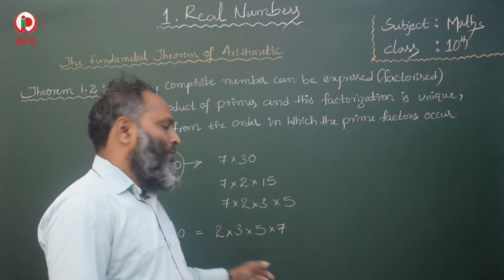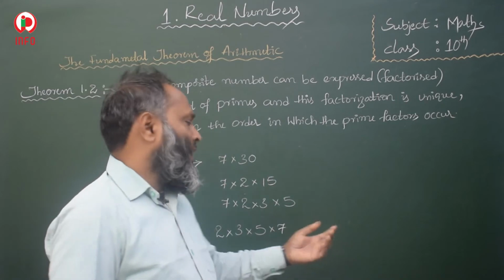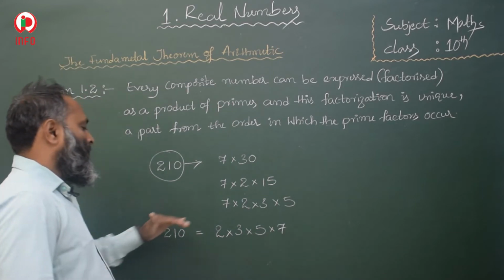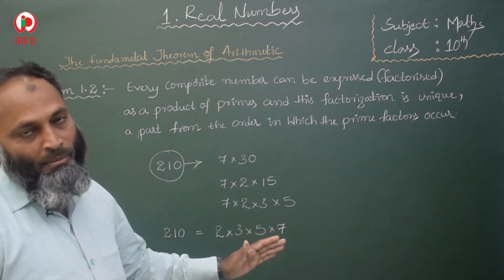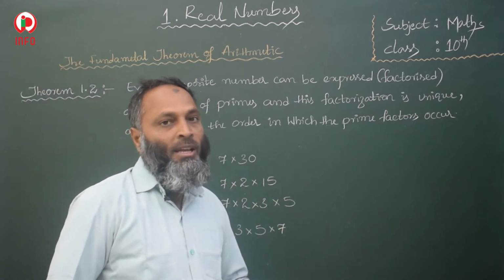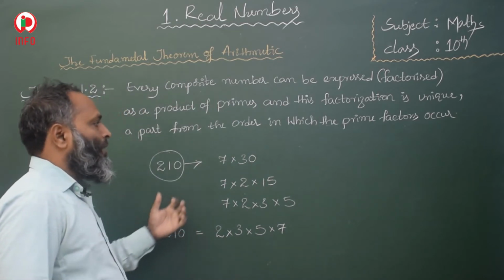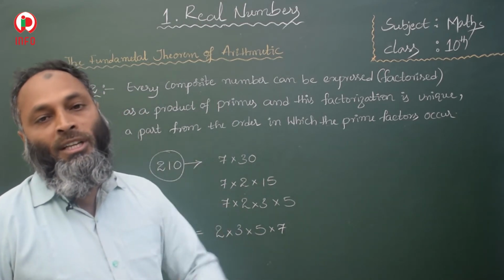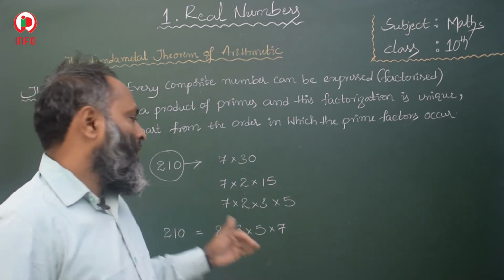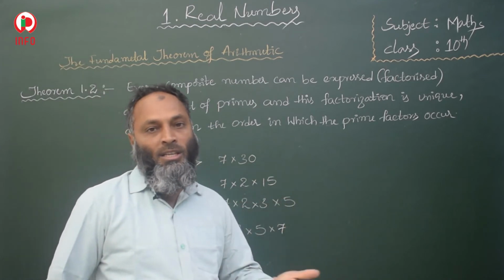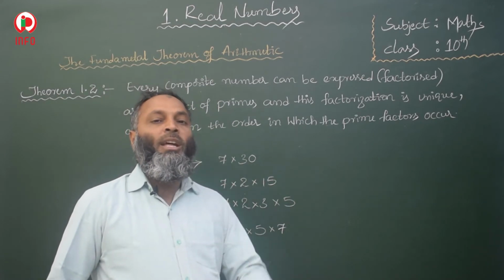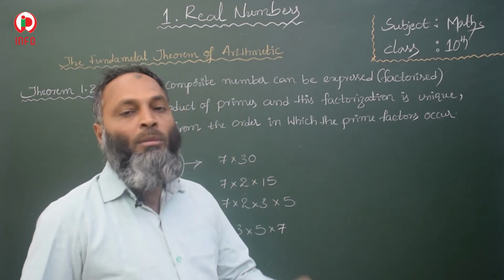If you multiply these 4 numbers, you will get 210 only. If you use other numbers, you will get another composite number. So expressing a composite number as a product of prime numbers is unique for a particular composite number. Whether we arrange them from smaller to bigger or bigger to smaller is your wish. That is a unique method for a particular composite number.